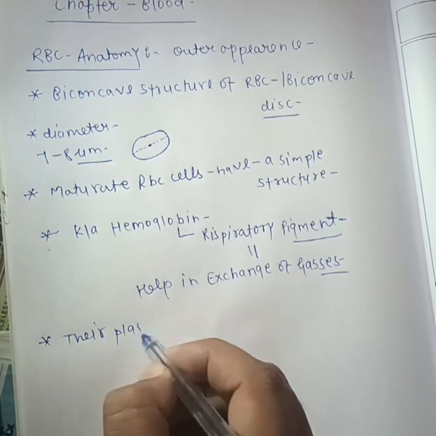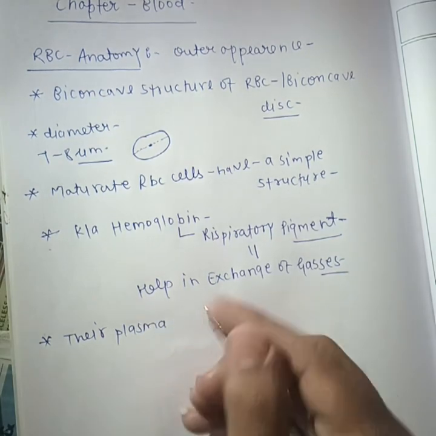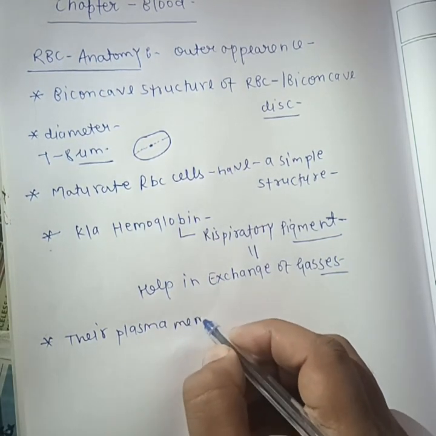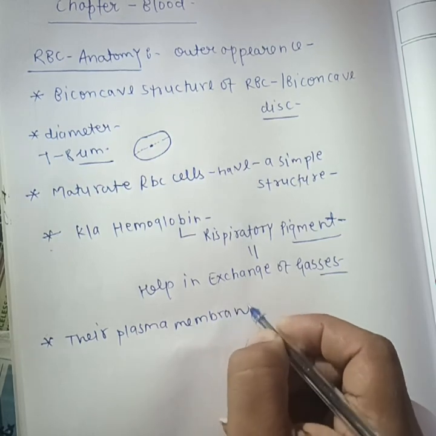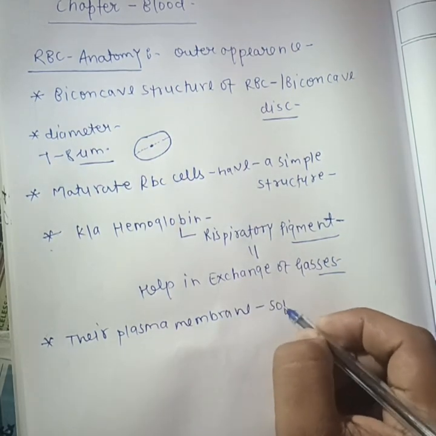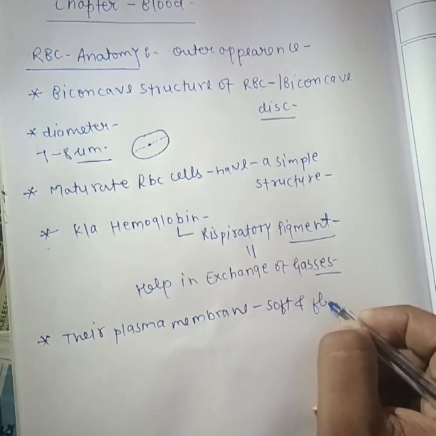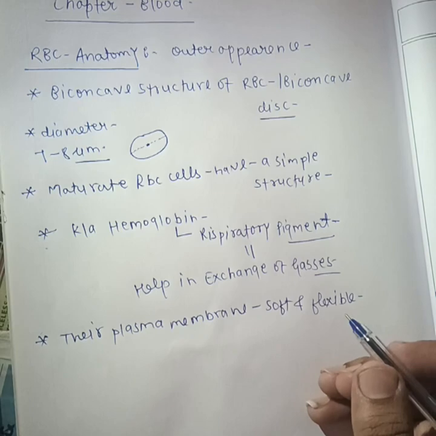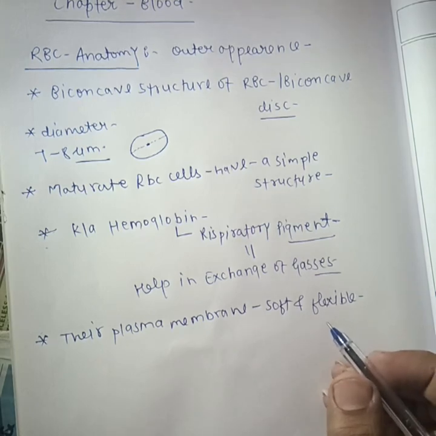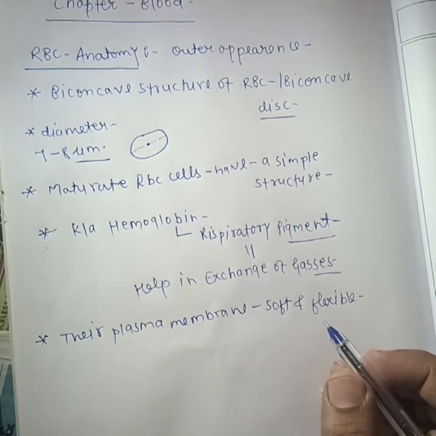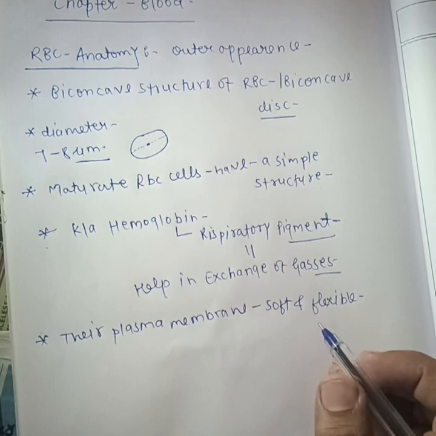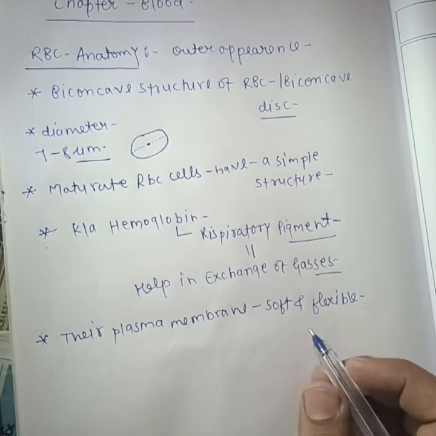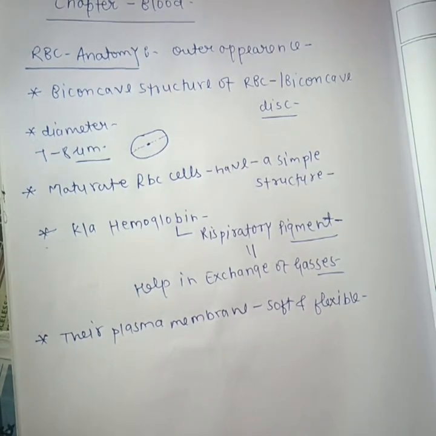Next is the plasma membrane. As we know, it mainly has only the plasma membrane. Its plasma membrane is soft and flexible, which provides it stability and prevents the rupturing of the plasma membrane and the RBC cells when they pass through the narrow blood vessels.